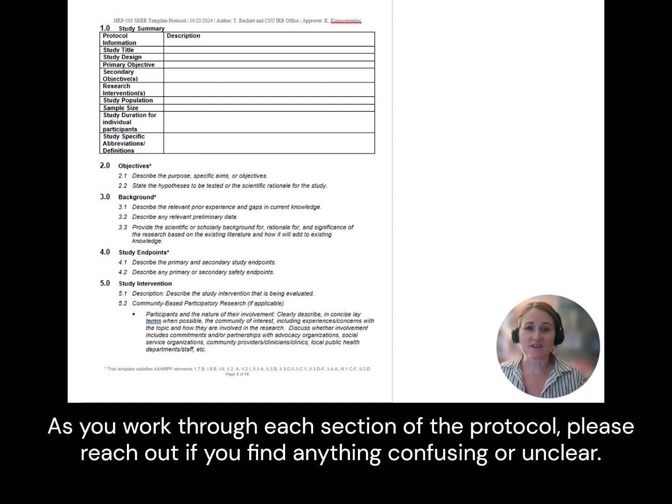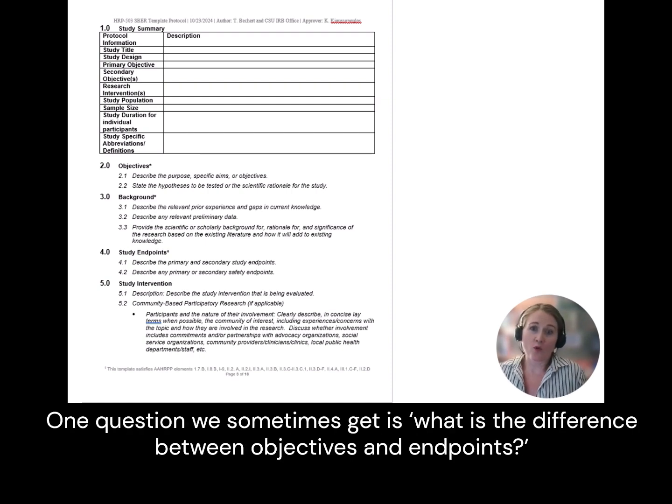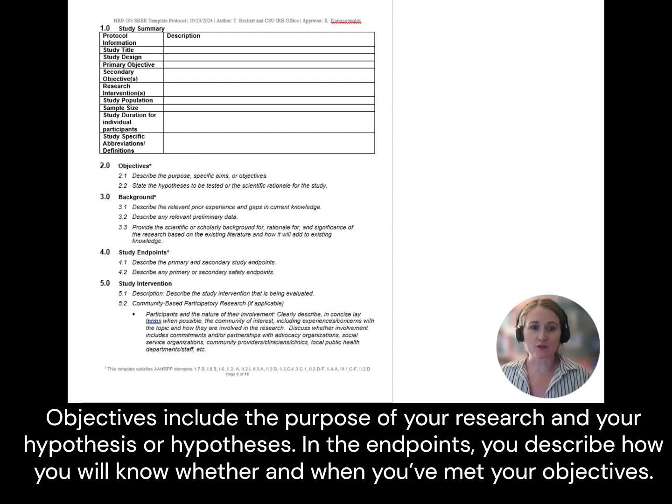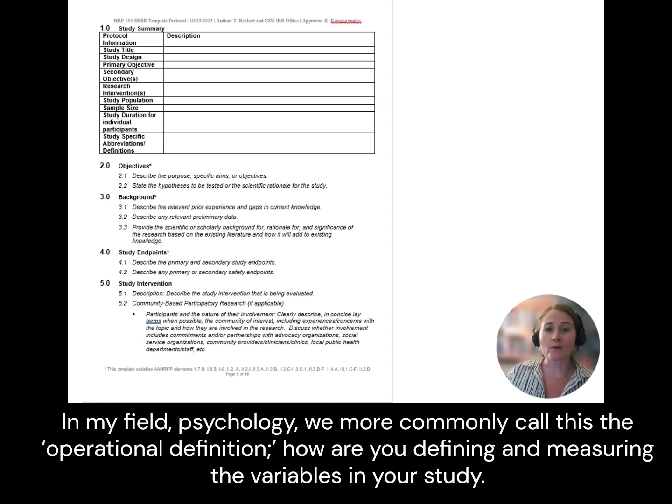As you work through each section of the written protocol, please reach out to the IRB chairs if you find anything confusing or unclear. One question we sometimes get is, what's the difference between objectives and endpoints? Objectives include the purpose of your research, your hypothesis or hypotheses. In the endpoints, you'll describe how you know whether and when you've met your objectives. In my field, psychology, we more commonly call endpoints the operational definition. So how are you defining and measuring the variables in your study?